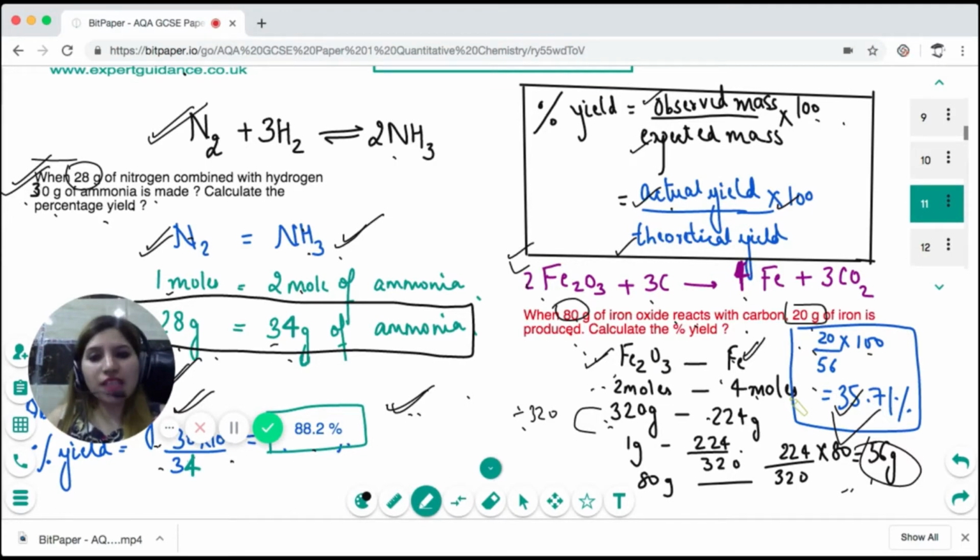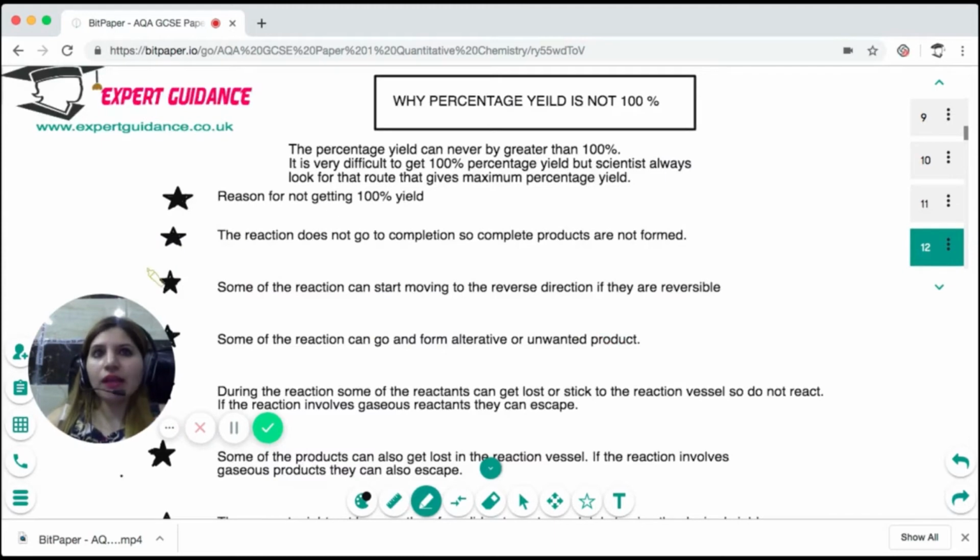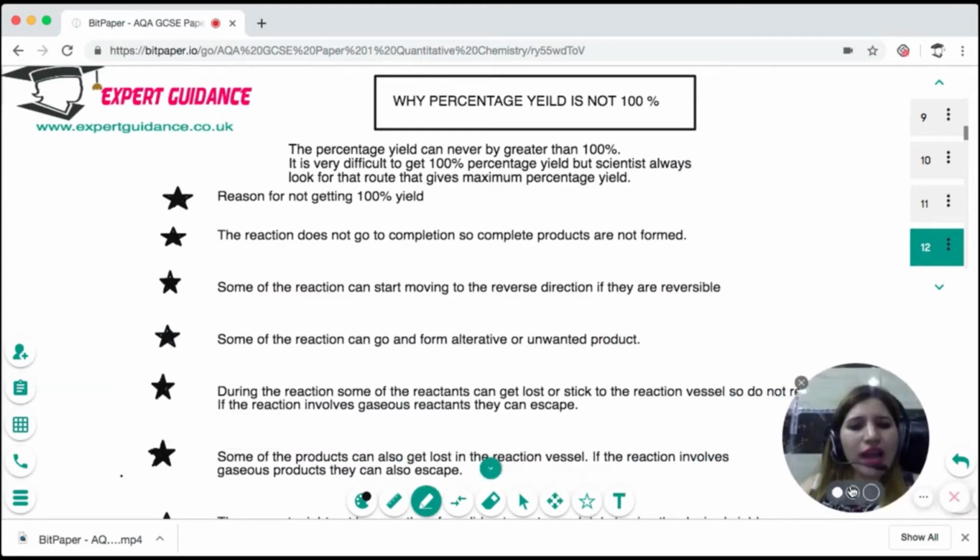What you observed, you divide the two and times it by 100, and that gives you the percentage yield. Now, the next question is, why is the percentage yield not 100%? They can ask you this question. So you should know the various reasons why the yield always decreases. The percentage yield can never be greater than 100, and it is difficult to get 100% yield. Now, why is the yield not 100%?